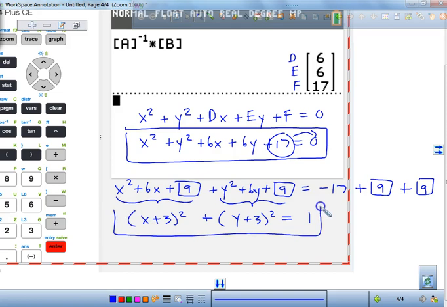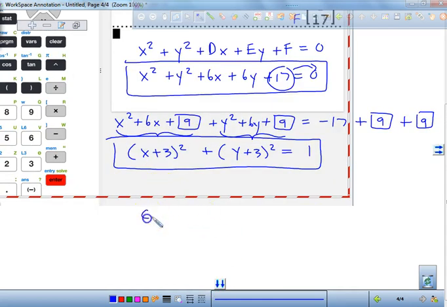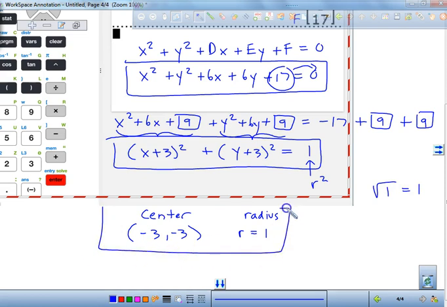By the way, what is that? That is our standard equation for our circle. What would the center be? -3, -3. And what would our radius be equal to? You're right, radical 1, which is just 1. Because if this is r squared, the square root of 1 is simply 1. So if I wanted to, could I plot that and make my circle? Sure. It has a center at -3, -3. It has a radius of 1.